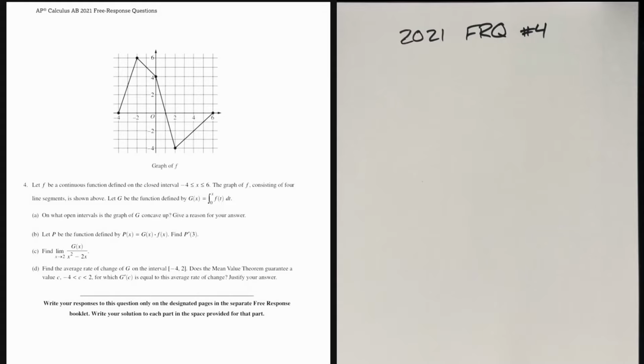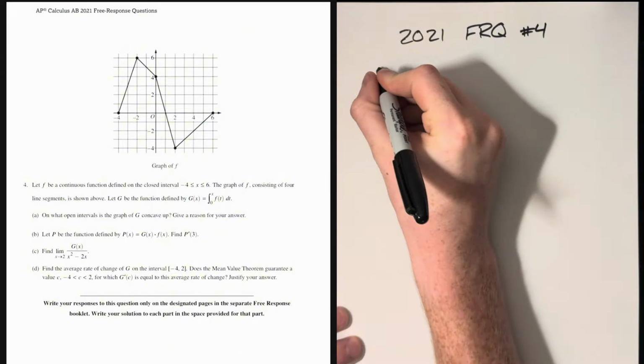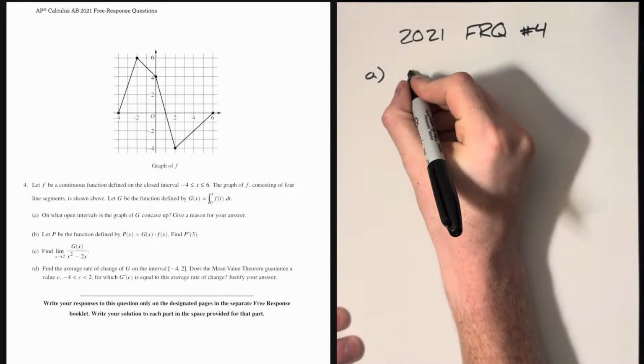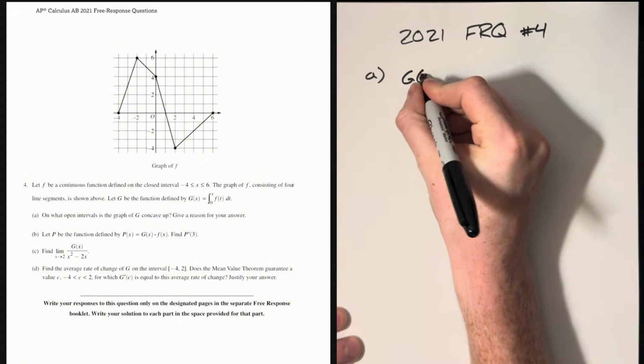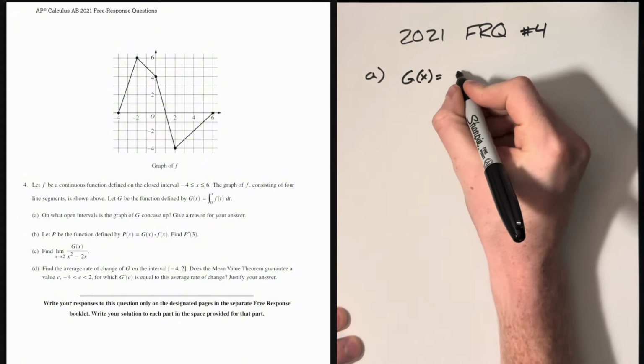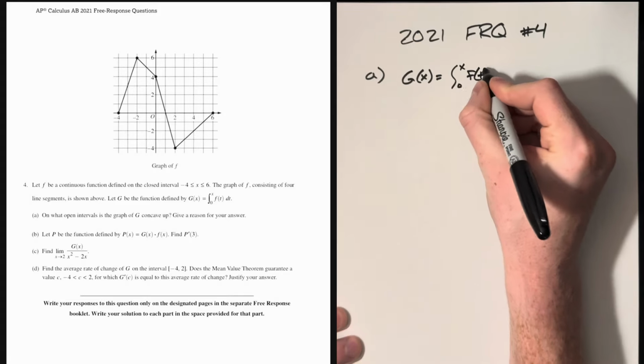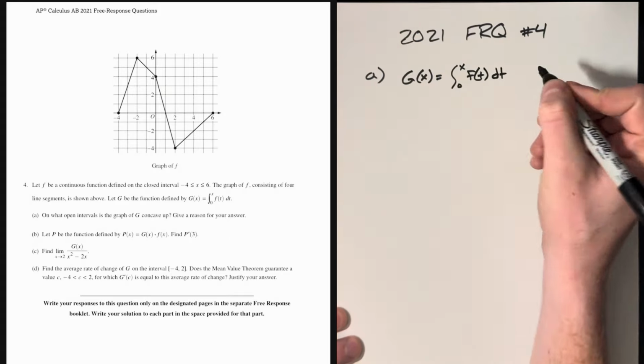So that's what we got. We got this function f. g is the integral of f from 0 to x. Okay, part A. Part A says, on what open intervals is the graph of g concave up? Now, g of x is equal to the integral from 0 to x of f of t dt.